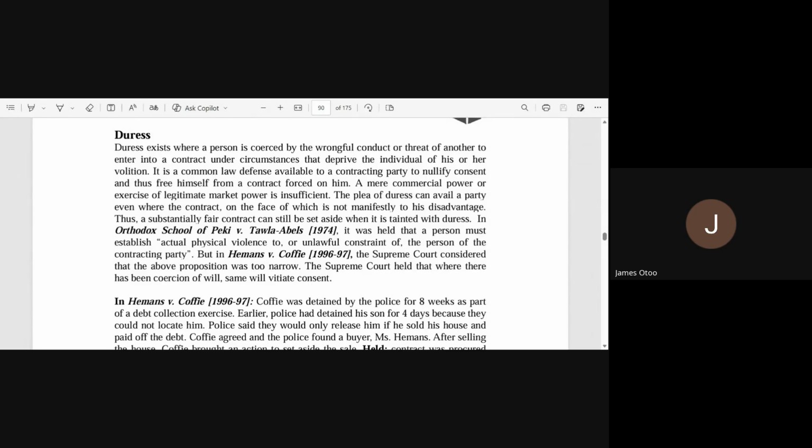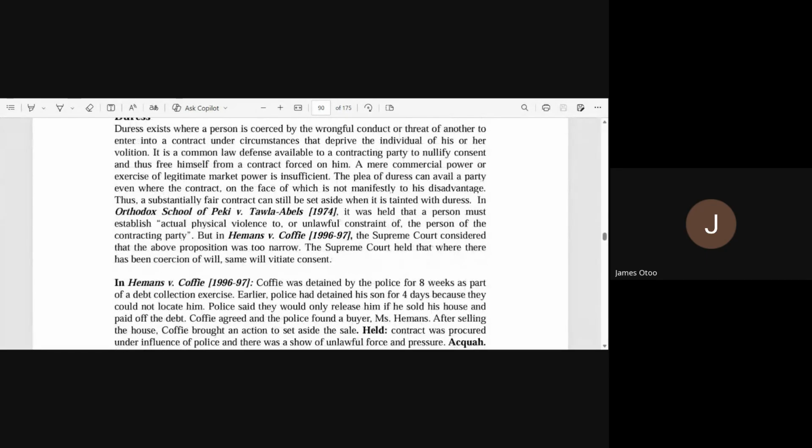For instance, if someone says that before your uncle or your brother is released, if you don't sell me your property at this place, they will not release him, you are under duress and you will make an attempt to what? Sell.